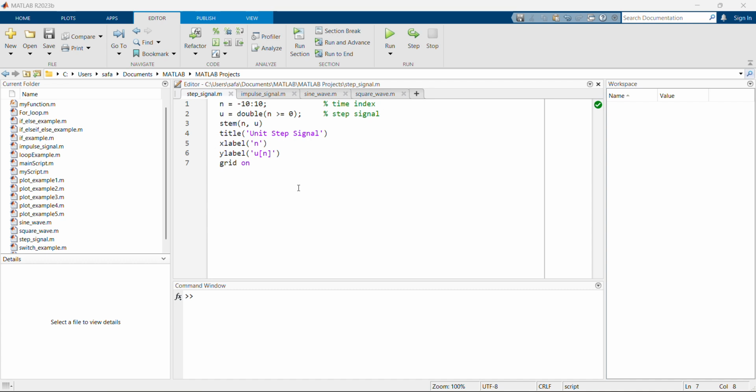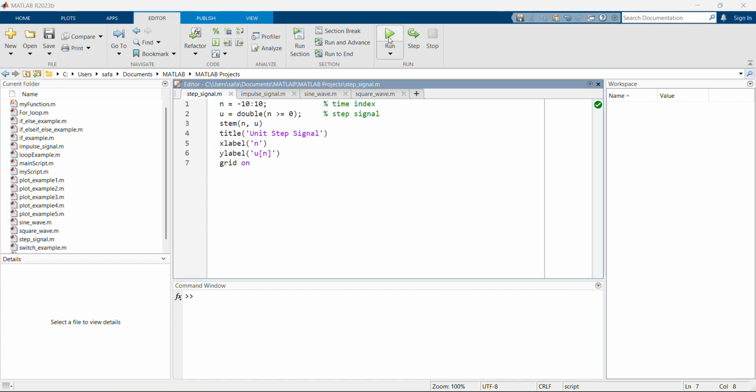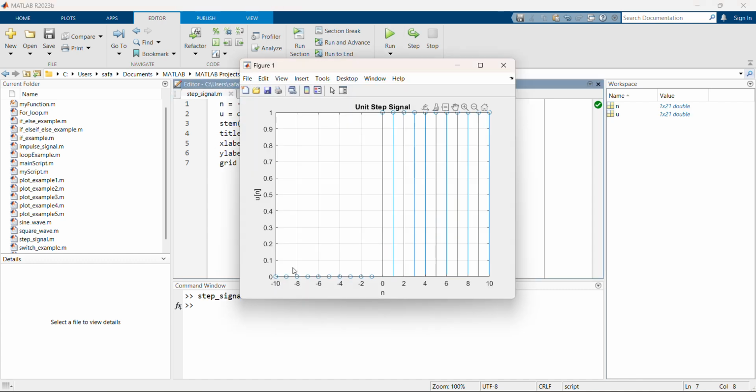Let's start with the step signal. It remains 0 before time 0 and becomes 1 afterwards. Okay, time index, step signal, title, and run. As you can see.